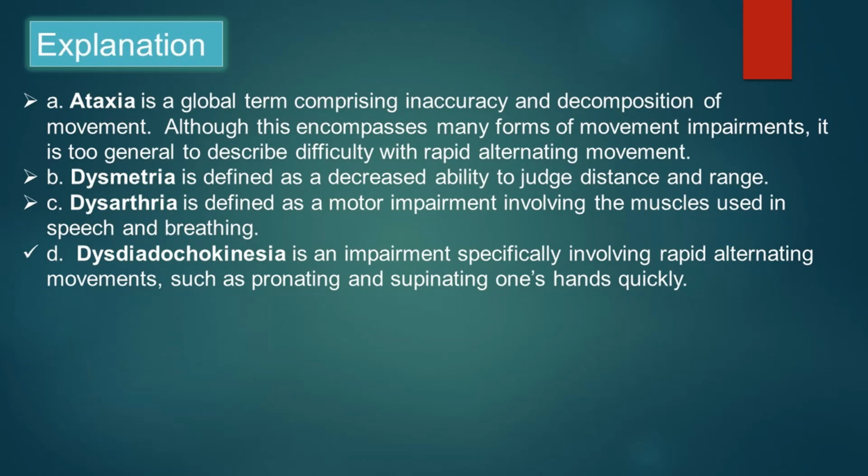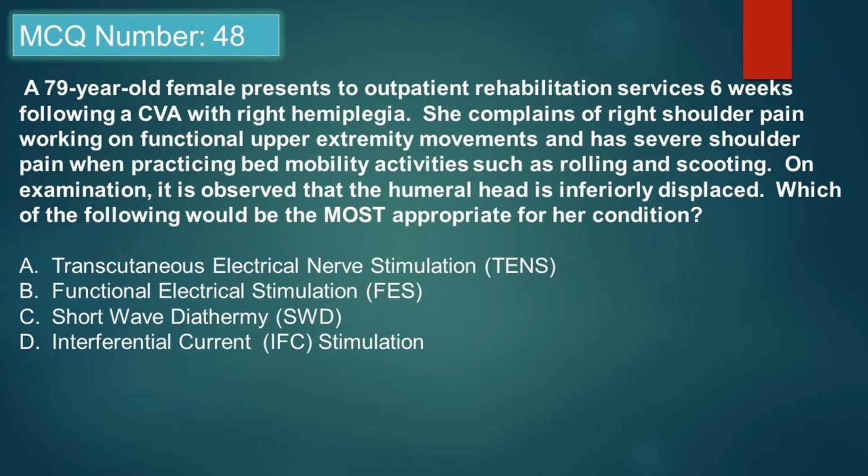Moving toward another scenario. A 79-year-old female presents to outpatient rehabilitation services 6 weeks following a CVA with right hemiplegia. She complains of right shoulder pain working on functional upper extremity movement and has severe shoulder pain when practicing bed mobility activities such as rolling and squatting. On examination, it is observed that the humeral head is inferiorly displaced. So which of the following would be the most appropriate for her condition?